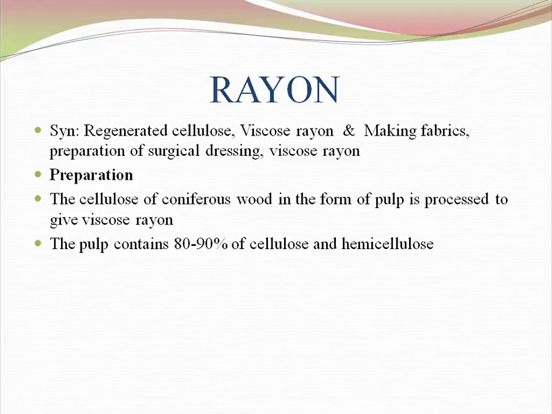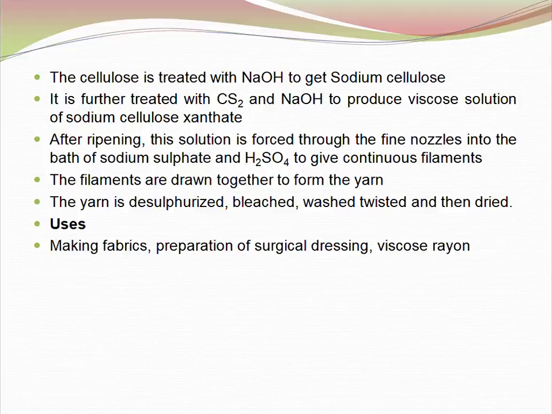Next is synthetic fiber. The first one is rayon. Rayon is also known as regenerated cellulose. How can we prepare rayon fiber? The cellulose of coniferous wood is processed to give viscose rayon. The pulp contains about 80 to 90% of cellulose and hemicellulose. Then the cellulose is treated with sodium hydroxide to get sodium cellulose. It is again further treated to produce a viscous solution of sodium cellulose xanthate.